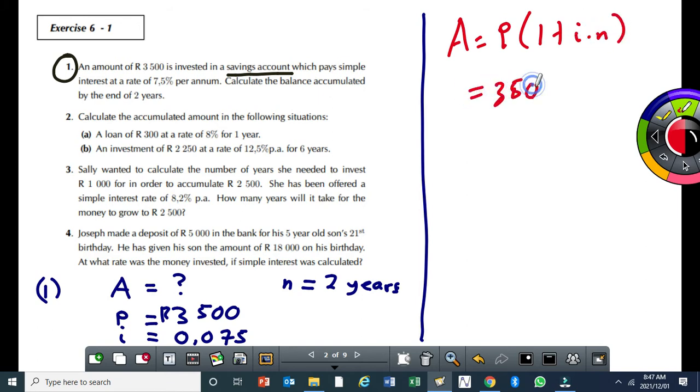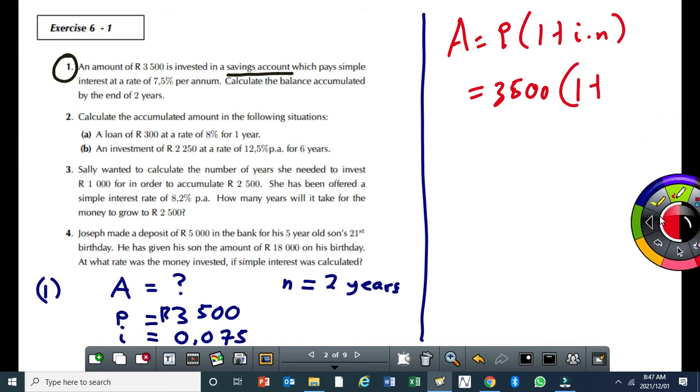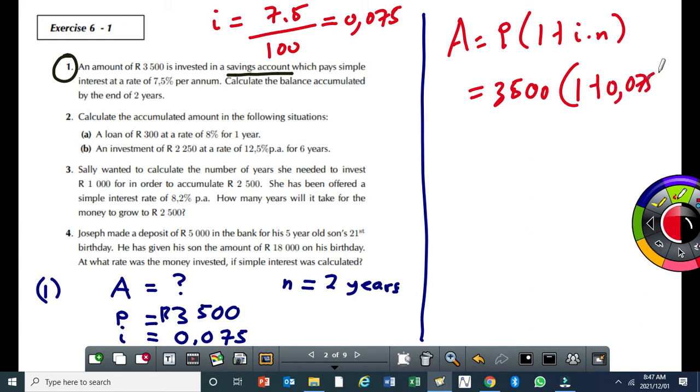My P is 3,500, that's the amount which was borrowed. And my I here, please take notes here, for someone might say, how did you get 0.075? Now the I here is 7.5 divided by 100, which gives you 0.075. That's how I got that 0.075. So that would be 0.075 times 2. Then you put that in your calculator.